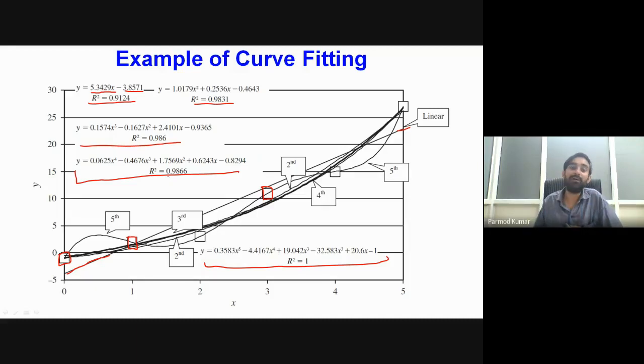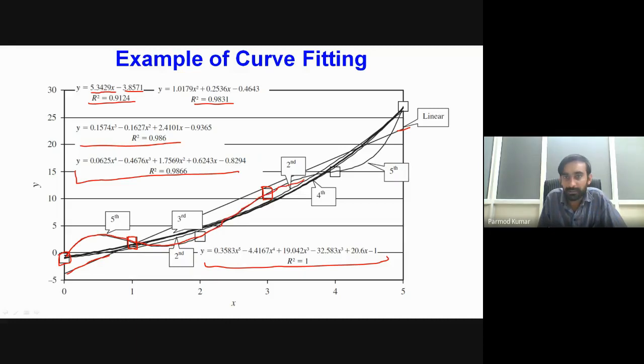And while you go from fourth to fifth order polynomial, you can see clearly that you are having exactly the perfect match, r square is 1. However, if you see the curve, that curve is something like this. Over here you can see.